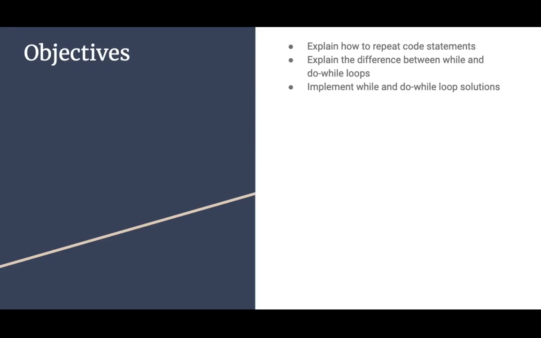So the objectives for this lesson will be to explain how to repeat code statements. That's the purpose of implementing loops in the first place. Sometimes, a program is pretty straightforward. You want to just perform a task and be done with it. But other times, you want to be able to repeat something multiple times, and this is where loops can help do that.